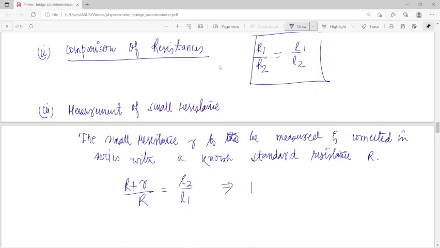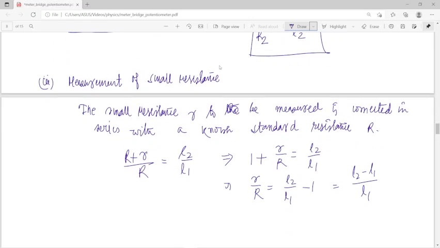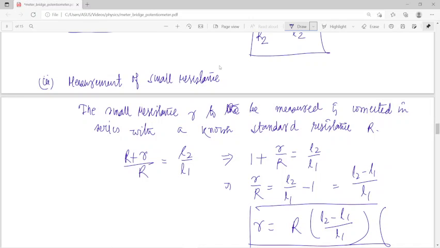And from that you can write r by R is equal to L2 by L1, or you can say r by R is equal to L2 by L1 minus 1, or you can say (L2 minus L1) by L1. So you will get the value of small r. If the question comes like that, that is nothing but (L2 minus L1) by L1. So that is the corresponding formula.